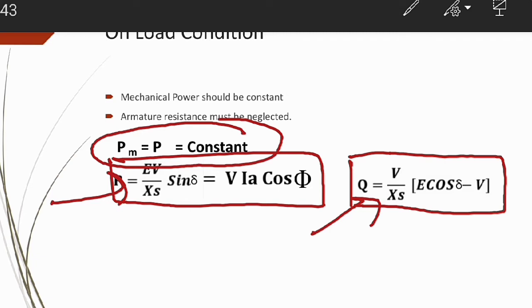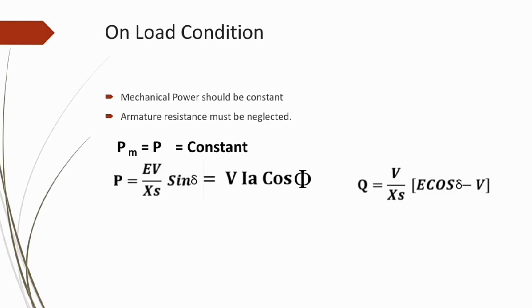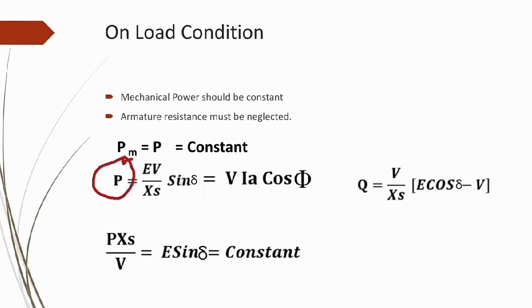When I excite from normal to over excitation, or from normal excitation to under excitation, the variation is noted or measured only in Q, that means only in reactive power. So we see the next one. Actually P is constant, and V is the terminal voltage.